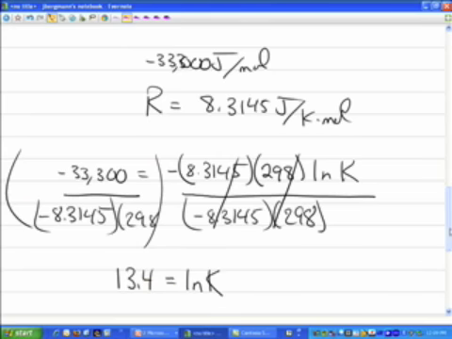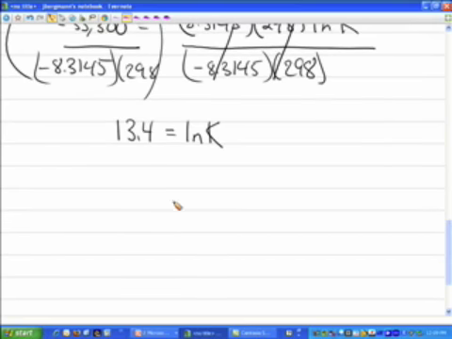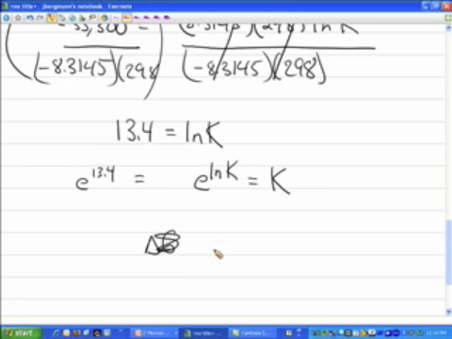Now, how do you find K in this particular equation? You take the inverse of natural log, which on most calculators is the second button, then the ln button, and it's the little e function. So e to the log of something is the something. In this case, e to the log of K is K. So I'm going to take e to the 13.4 power, and you get 686,780.